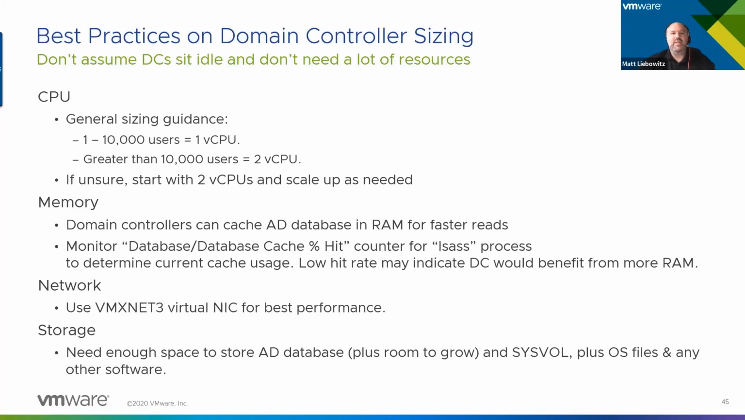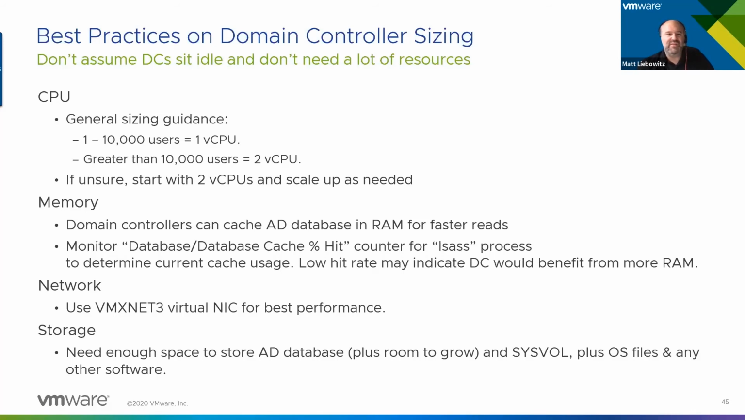Now, when it comes to memory, think of Active Directory like any other database server. And one thing database servers do really well is they cache the database in RAM so that subsequent reads come out of RAM instead of disk, so read performance is increased. Well, Active Directory does the same thing. If you monitor in Performance Monitor, there's a counter called database cache hit percentage. If you monitor that for the LSASS process, what you'll be able to see is the amount of time it's using that cache. If the cache hit rate is really low, that means memory is probably not high enough for it to cache the database in memory, and your DC could benefit from more RAM.